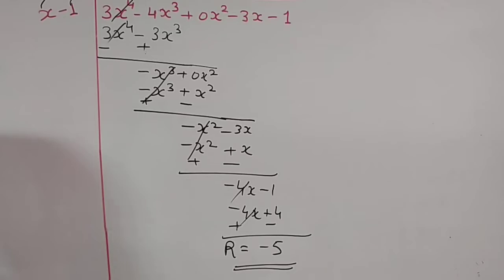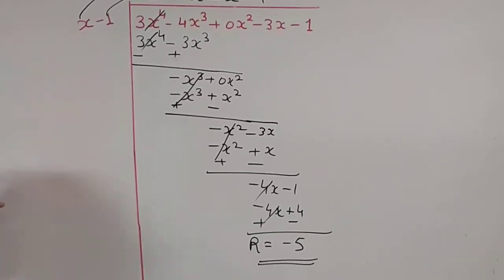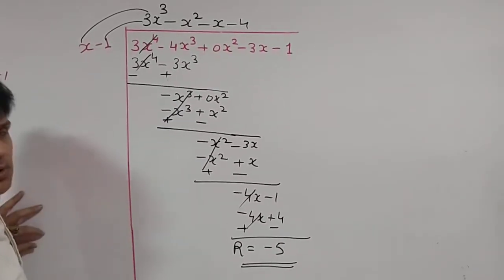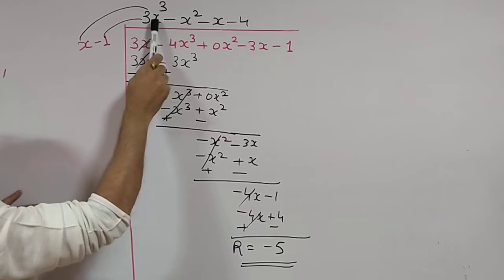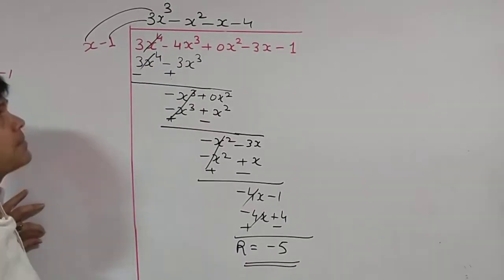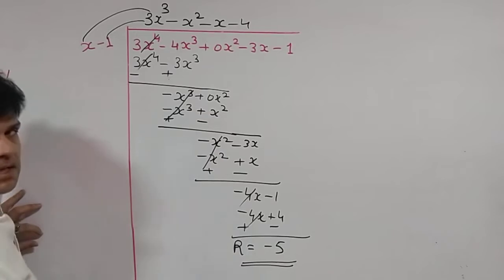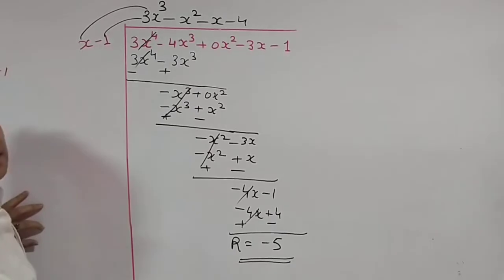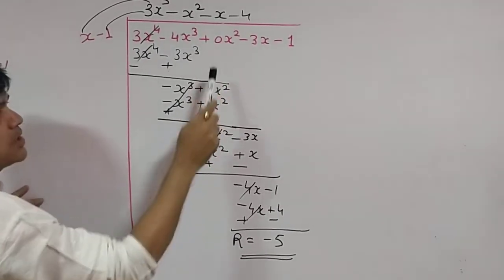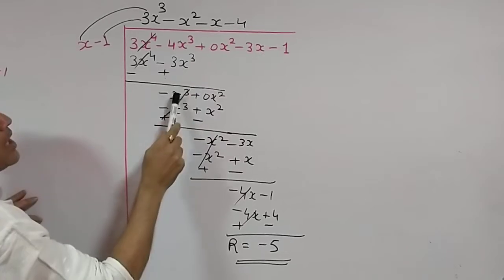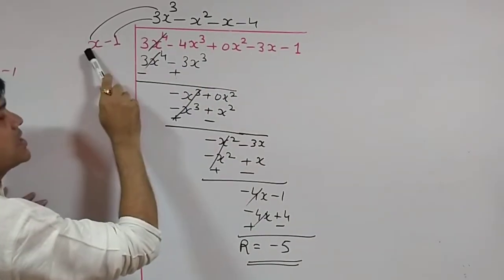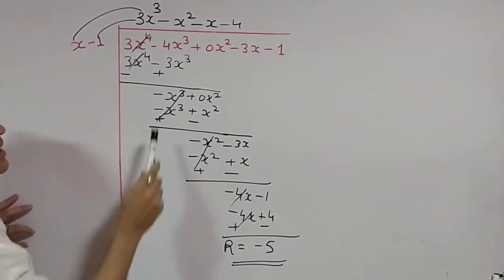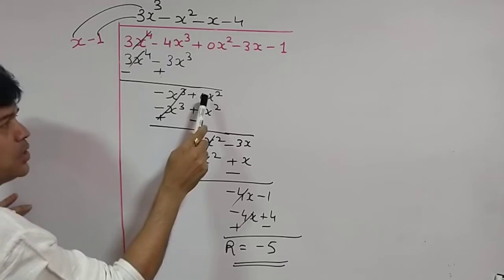So this is called long division. This is the most important method. First of all, you want 3x raised to 4, so multiply x by what? Then you will get 3x raised to 4. Multiply by 3x cube: 3x cube into x is 3x raised to 4, 3x cube into minus 1 is minus 3x cube. Then change the sign. Now minus 4 plus 3 is minus x cube, plus 0x square. Now you want minus x cube, multiply by minus x square. Minus x square into x is minus x cube, minus x square into minus 1 is plus x square. Again change the sign. Minus then plus, these two are cancelled. 0x square minus x square.